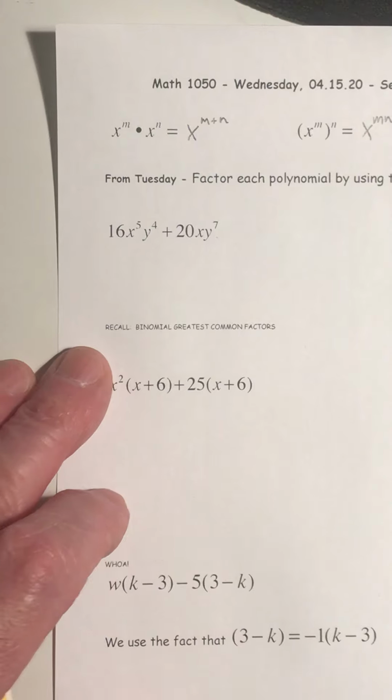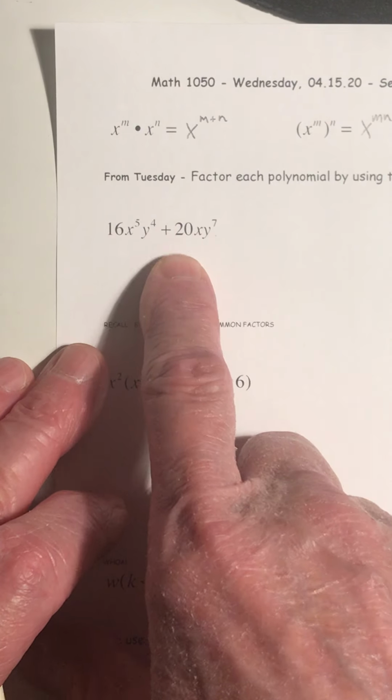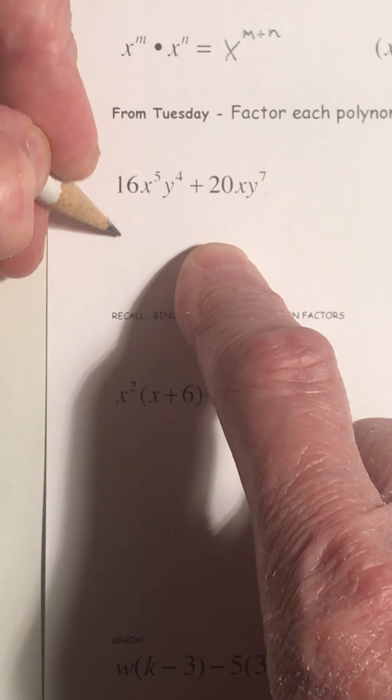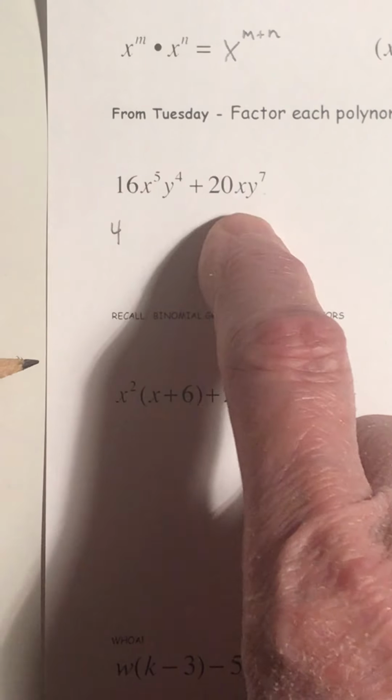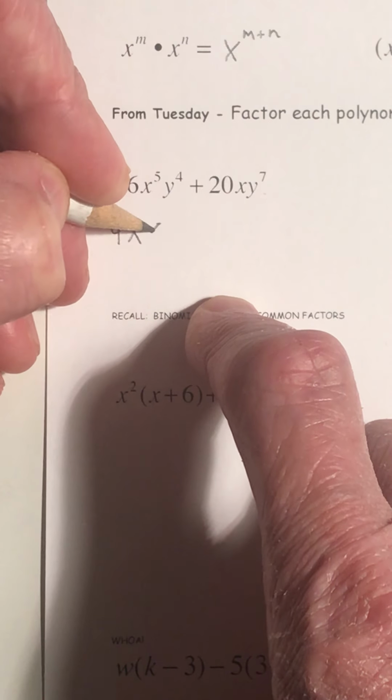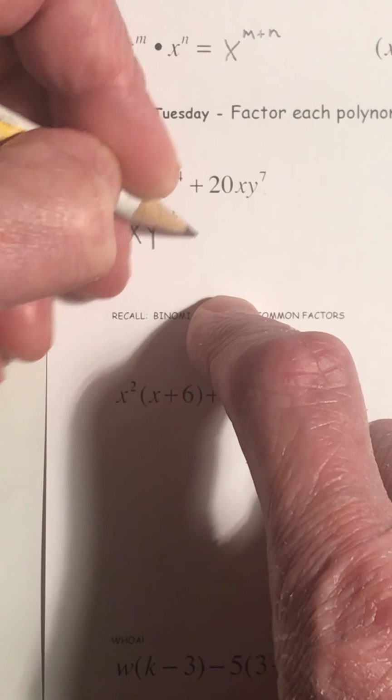This is what we did yesterday. I'm going to factor out the GCF here. For 16 and 20, we can factor out a 4. And we've got x's in both places, so we can factor out an x to the lower power that we see, x to the first. Same is true for the y's. We can factor out a y to the lower power, y to the fourth.